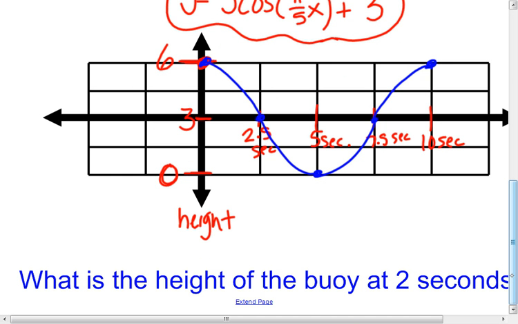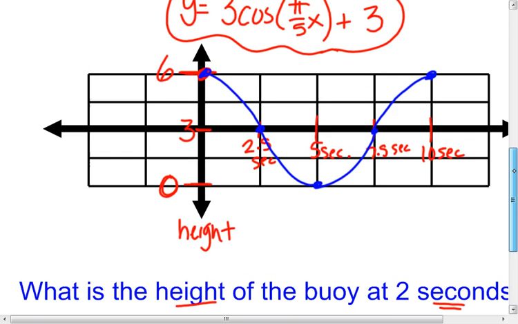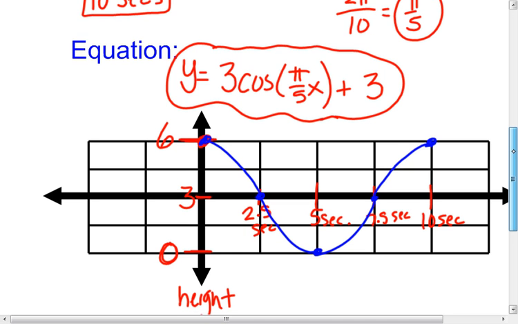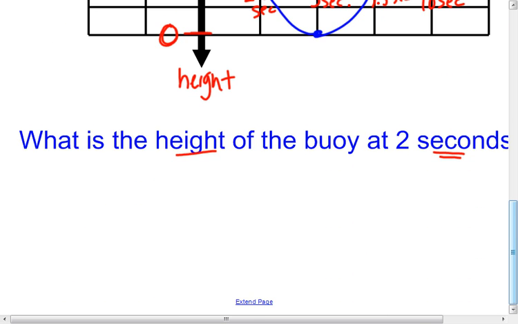Okay? Then the last question, what is the height of the buoy after 2 seconds? If you think about your graph, your height is along your y-axis, so I am asking you to figure out what the height is after 2 seconds. Time is on your x-axis. And so what you're going to do is you're just going to plug in 2 seconds into the equation that you just calculated. So I will use this equation, the one from up above. I'm just recopying it here.